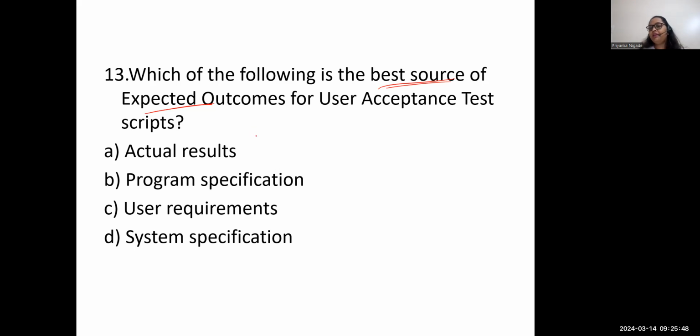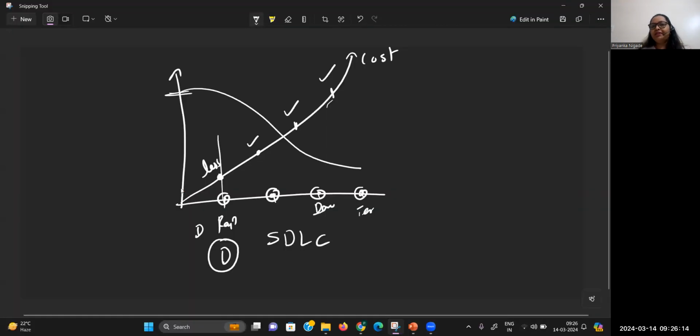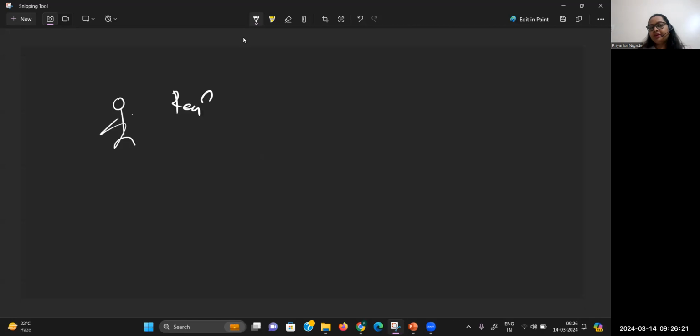At the beginning, the user will provide certain requirements to you, correct? And when accepting that software application, based on what will the user accept it? Obviously, based on requirements only. What is the best source? Correct, option C is correct, not option A. See, we have certain requirements first of all. The user will simply provide you certain requirements first. Suppose here our customer has given some set of requirements.